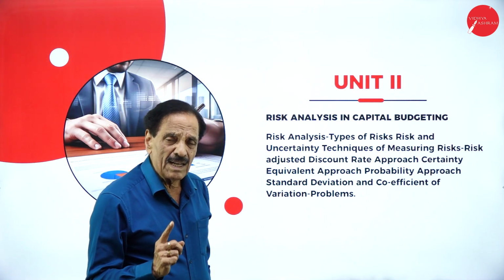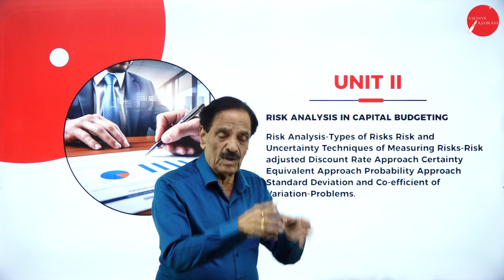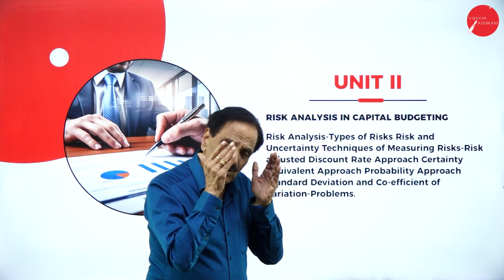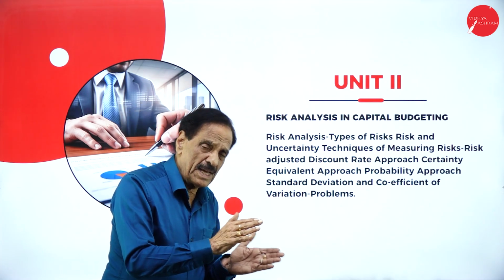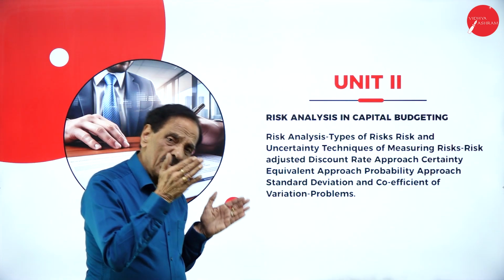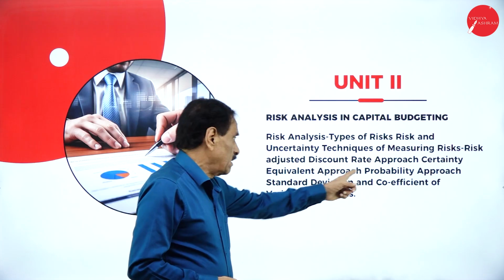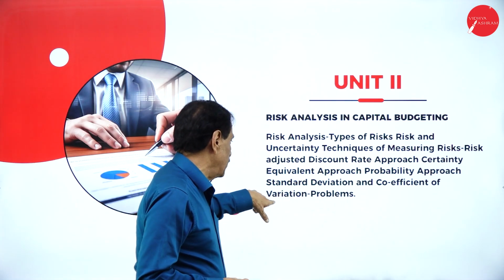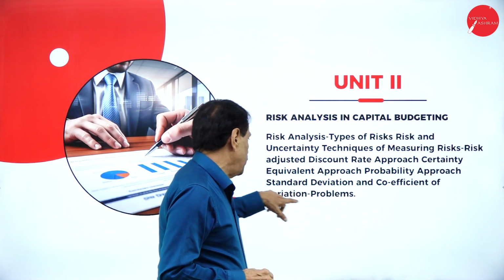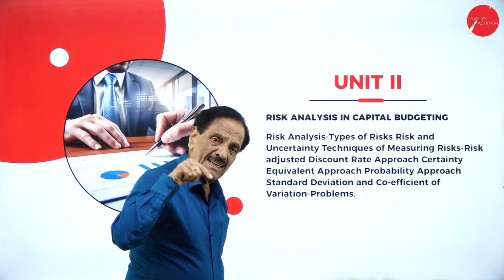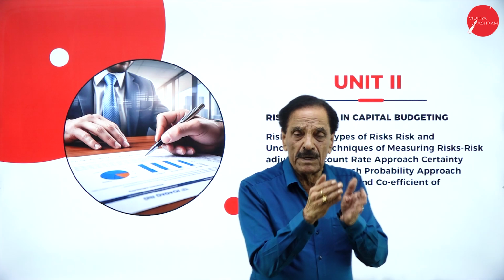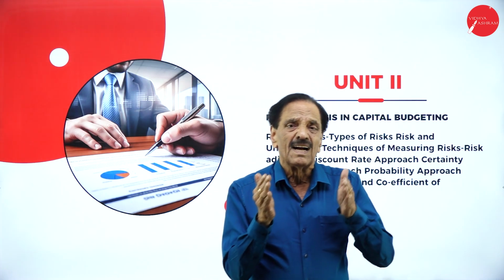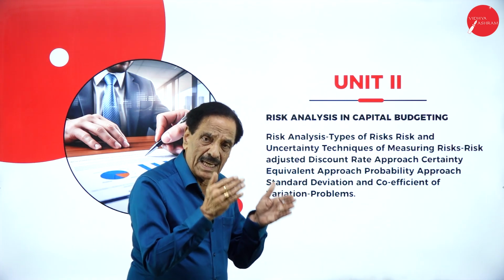They will give each item, and you have to calculate the expected return with probability and without probability. Then we have to calculate the correlation, probability, and the coefficient of variation, the CV. What is CV? I am going to explain what you mean by coefficient of variation and how the variation should be calculated.